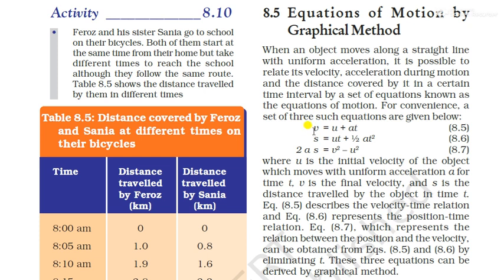This set of equations mainly are three types. Number 1, V is equal to U plus AT. Number 2, S is equal to UT plus half AT square. Number 3, 2AS is equal to V square minus U square, where V is a final velocity, U is the initial velocity, A is an acceleration, T is time taken, and S here is distance or displacement.